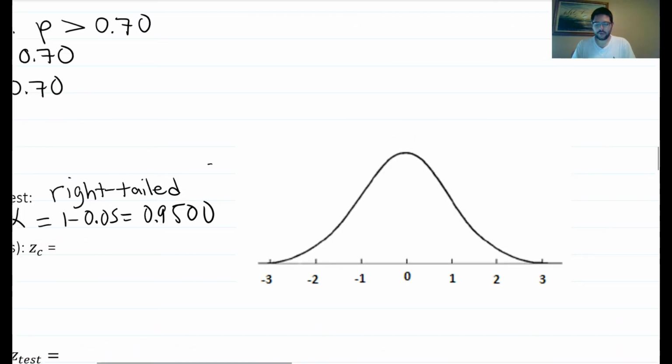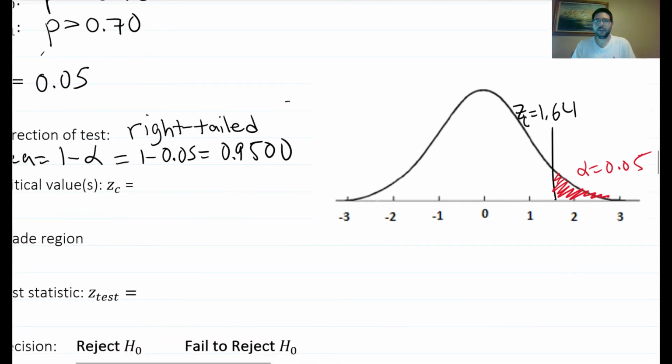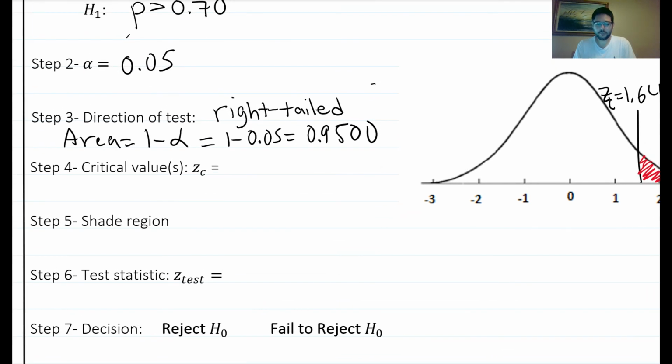All right, so going back to our graph, we have 1.64 as my z crit. And then we'll shade the area on the right side for the right-tailed test. All right, and that area is worth 0.05. So that alpha is 0.05, the 5% that we chose. All right, so now we're going to label this first. That's positive 1.64.